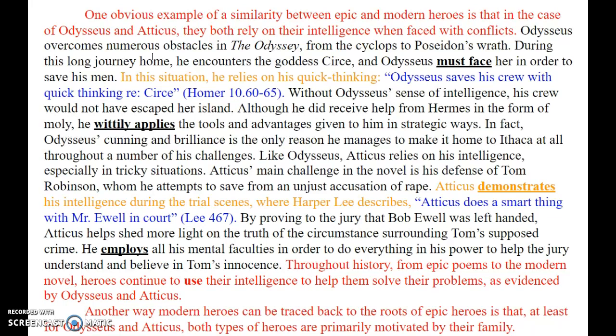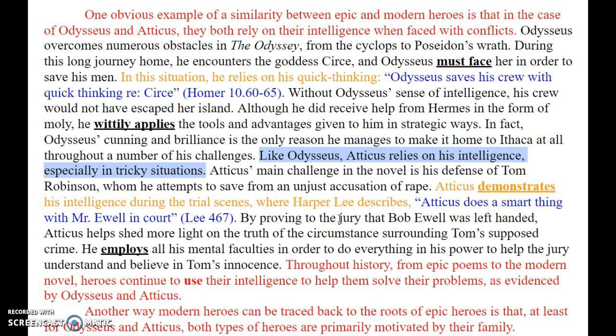But between talking about the Odyssey and talking about To Kill a Mockingbird, whichever way you do it, you need to have some signal that you're switching texts. So I'm talking about Odysseus all the way through here, and then my transition is, like Odysseus, Atticus relies on his intelligence, especially in tricky situations. Okay, I have a whole sentence that's moving from one book to the other.